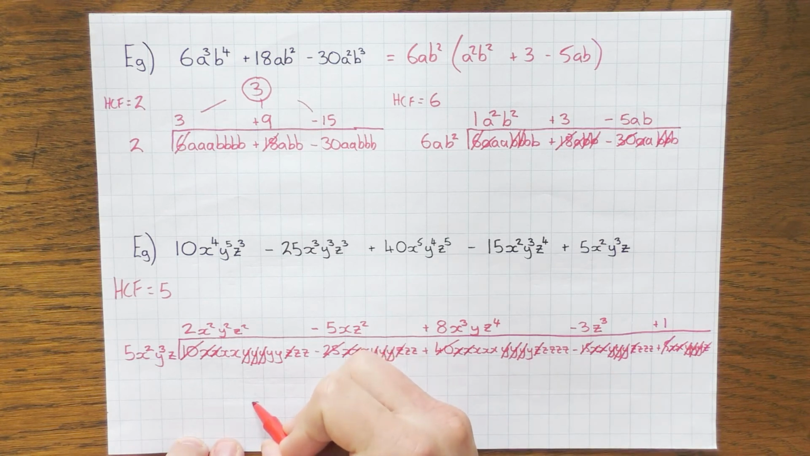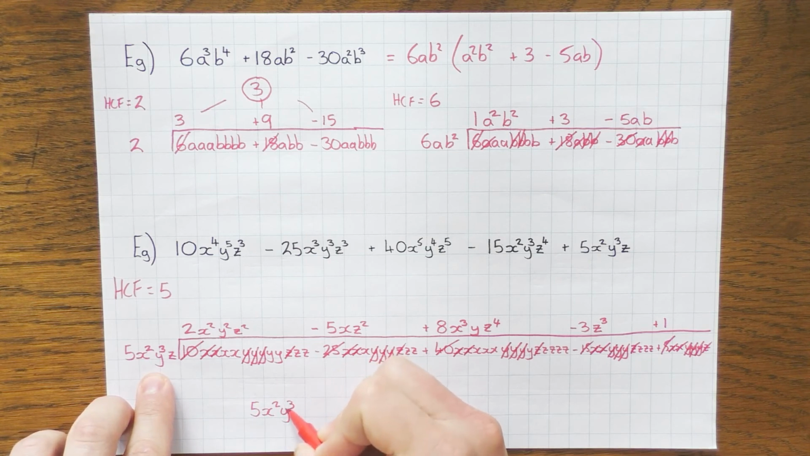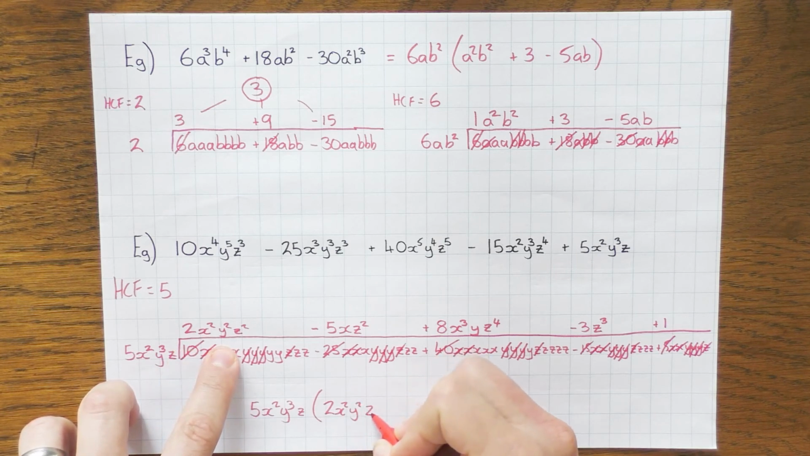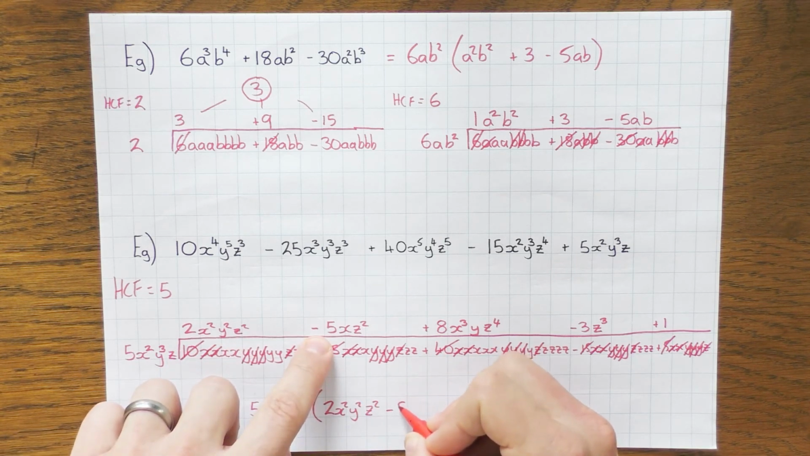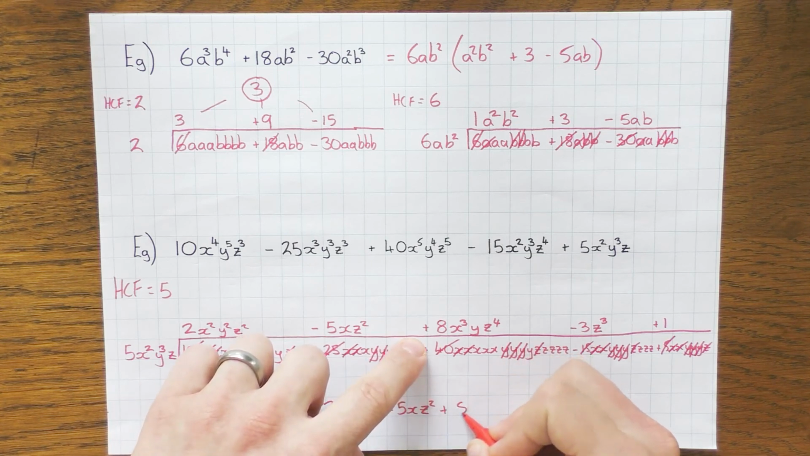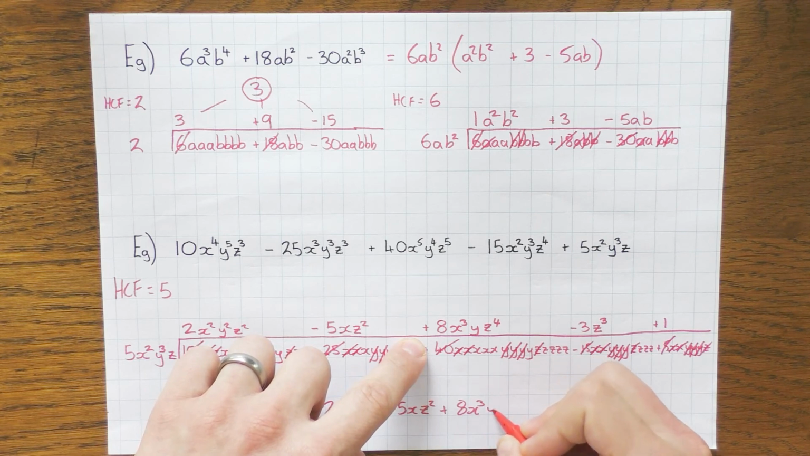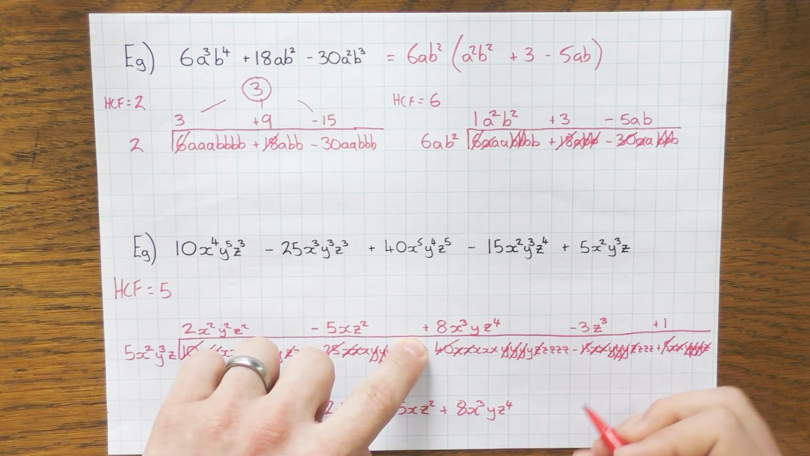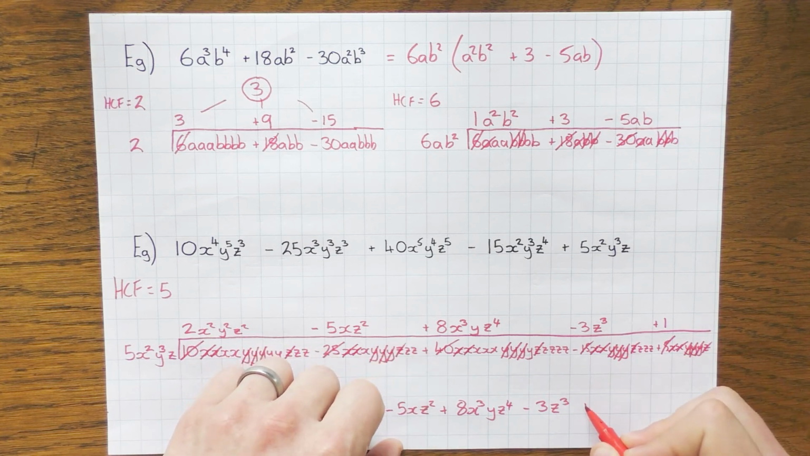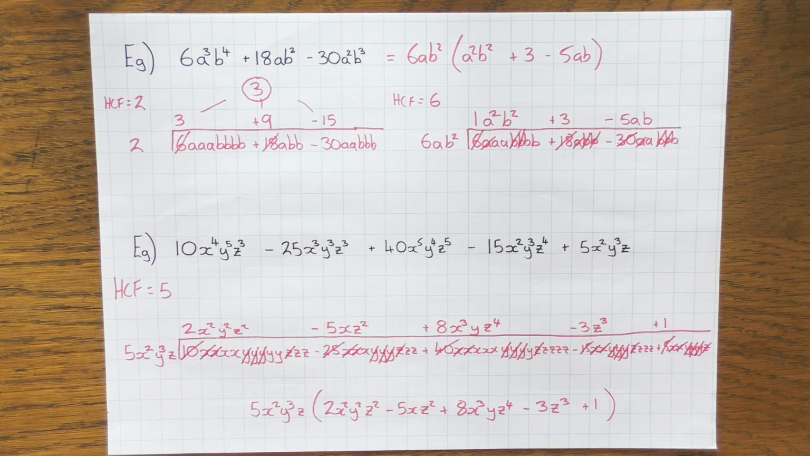So how do we finish this off? Well, I've got 5x squared y cubed z on the outside of the brackets, and then 2x squared y squared z squared minus 5x z squared plus 8x cubed y z to the power of 4 minus 3z cubed there, and then the plus 1 at the back, and we have finished.